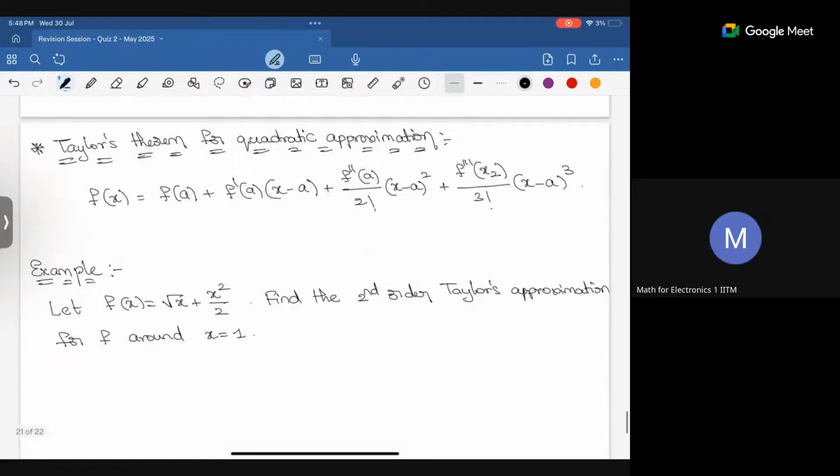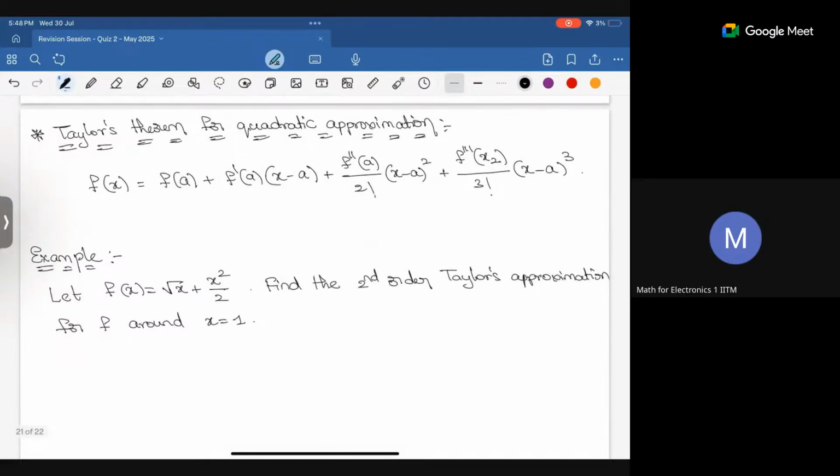So even the quadratic approximation also we can do. Right. You can clearly see the first three terms are the quadratic approximation and the fourth term is the error term.